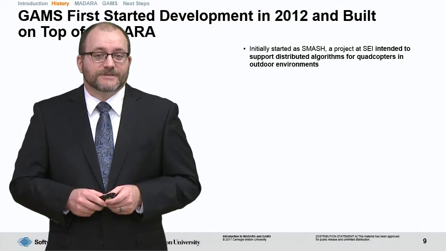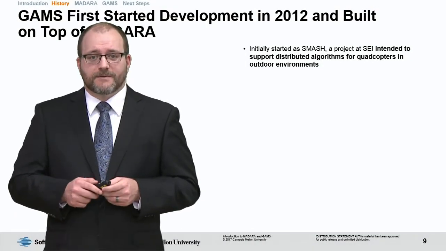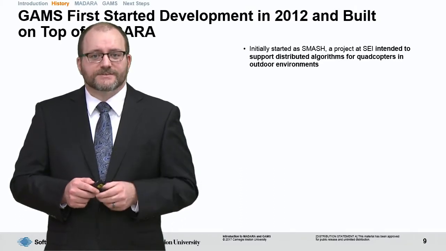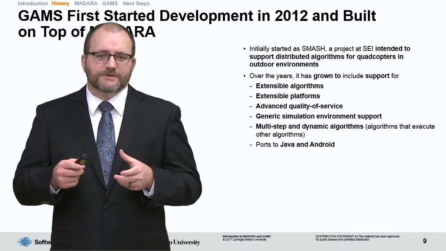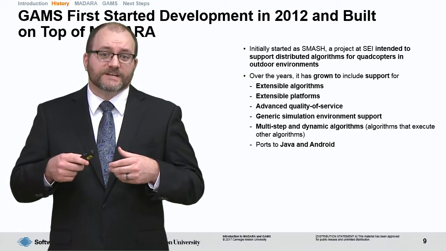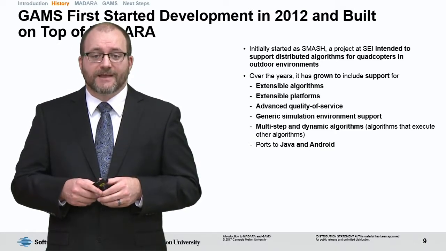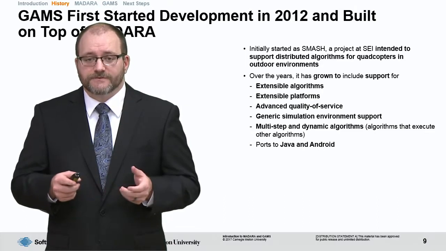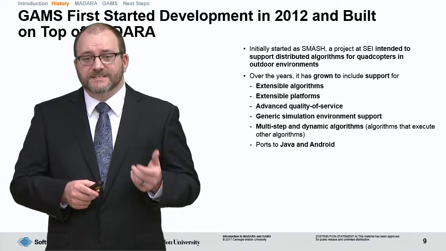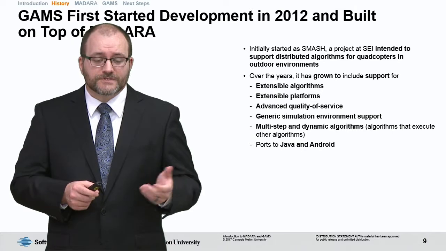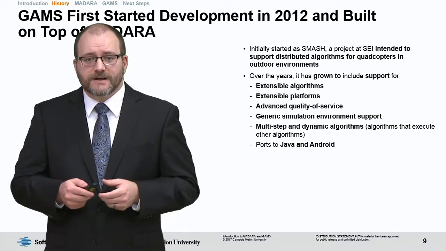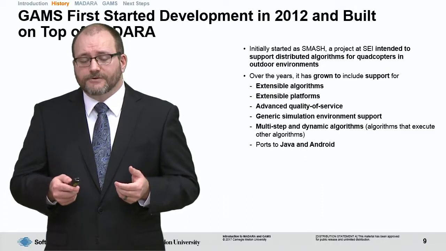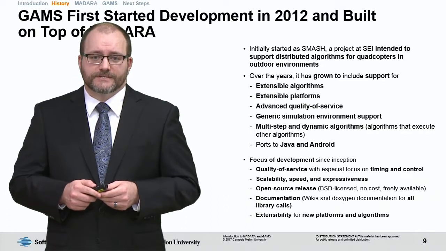GAMS first started development in 2012 and was built directly on top of MADARA. It was originally intended to support distributed algorithms for quadcopters in outdoor environments. But over the years, it became important that we support extensible algorithm infrastructure so we could add whatever algorithm we needed for any kind of mission-focused autonomy, as well as extensible platforms so we could support things like boats or ground robots, advanced quality of service, generic simulation environments, multi-step and dynamic algorithms, and ports to Java and Android.